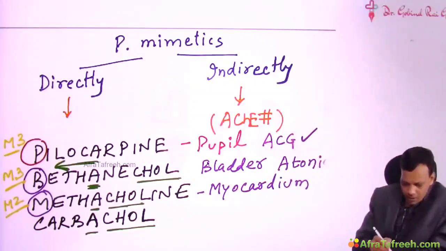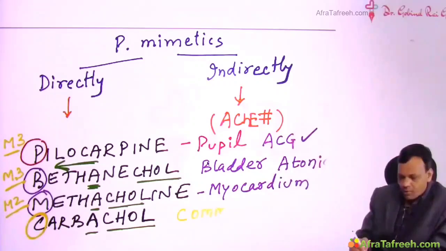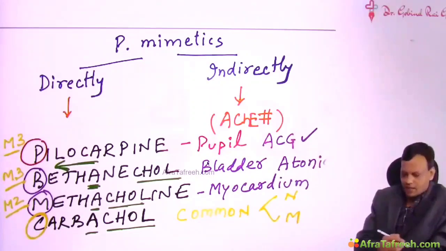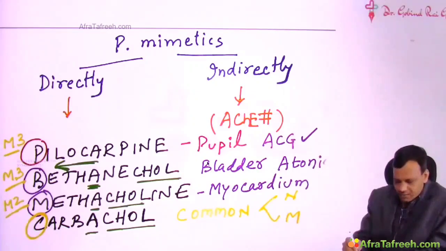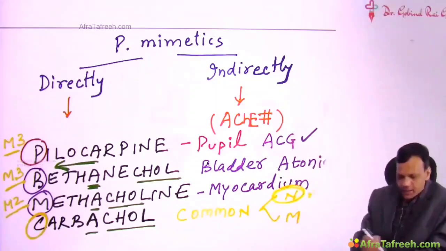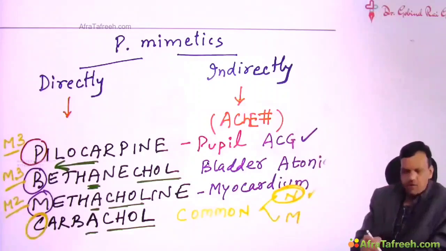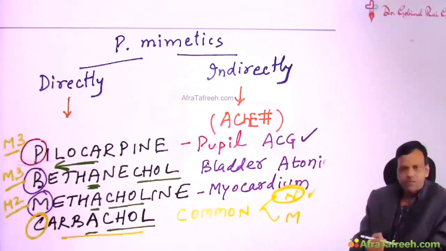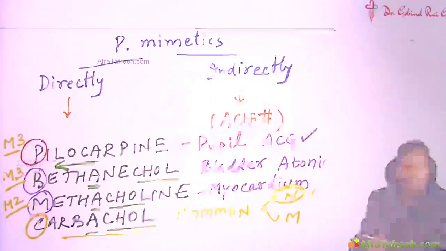So carbachol you can remember, C for carbachol, C for common action. Common action means carbachol can work on both nicotinic and muscarinic receptors. Carbachol can stimulate both nicotinic and muscarinic receptors, and that is commonly asked in the MCQs. Which of the following drugs has maximum nicotinic activity? The answer will be carbachol, because the other 3 drugs do not act on nicotinic. The other 3 act only on muscarinic, whereas carbachol acts on both nicotinic and muscarinic.